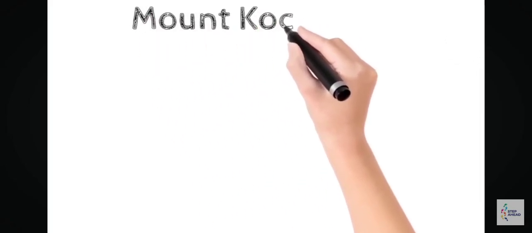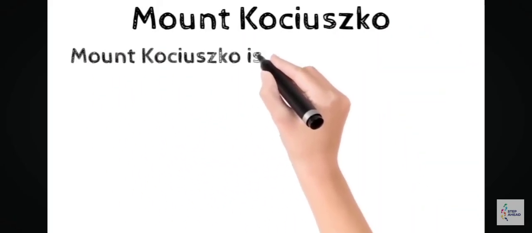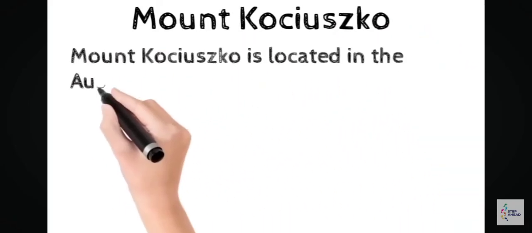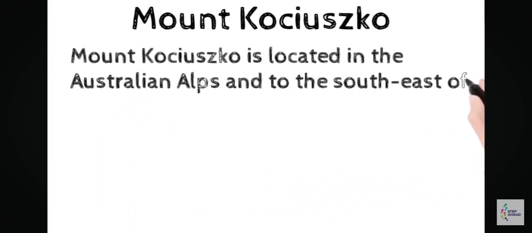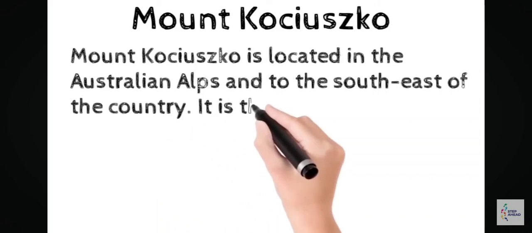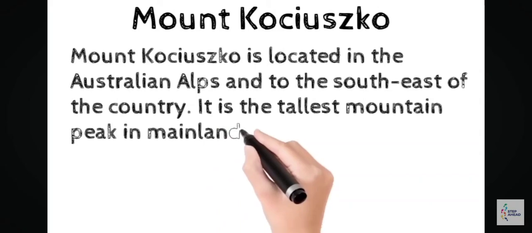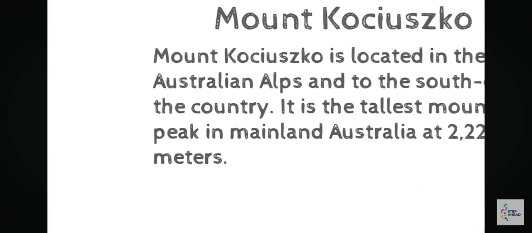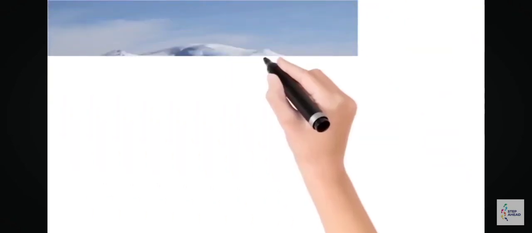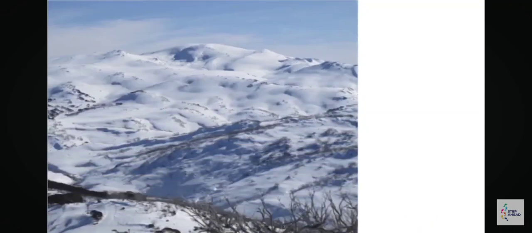Mount Kosciuszko. Mount Kosciuszko is located in the Australian Alps and to the southeast of the country. It is the tallest mountain peak in mainland Australia at 2,228 meters. The picture which is now coming is of Mount Kosciuszko.